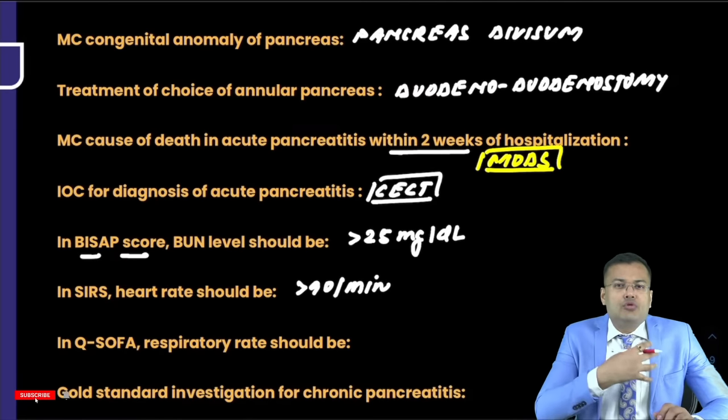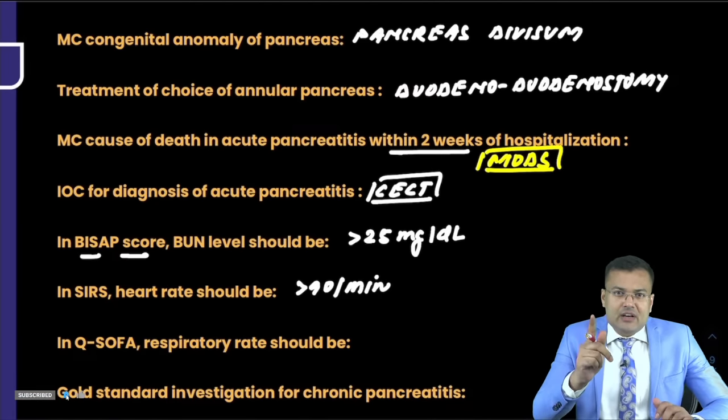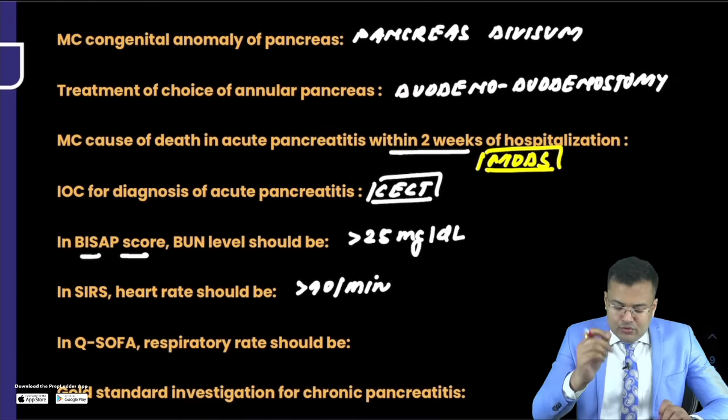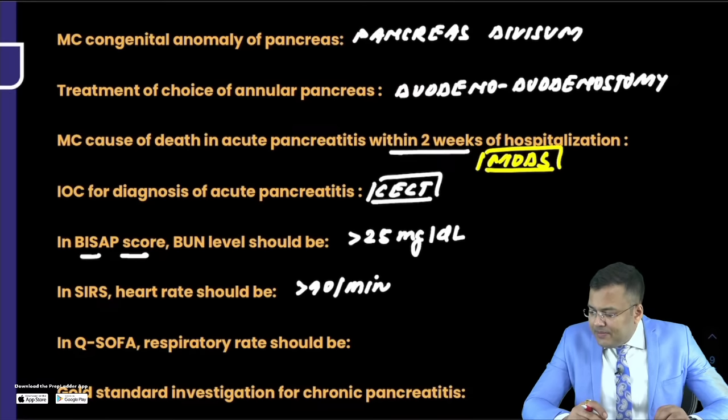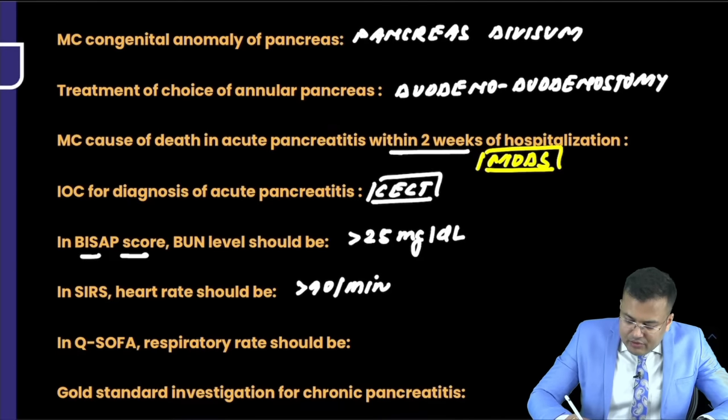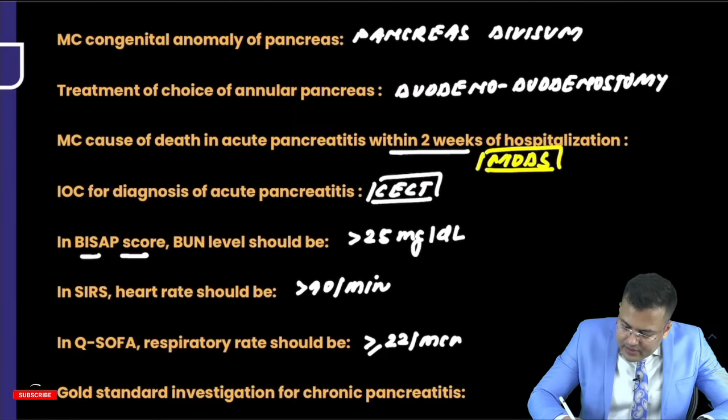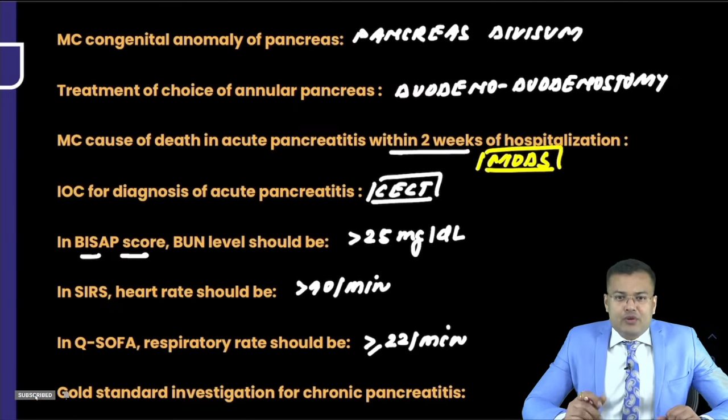Next, qSOFA. Every year this question is asked nowadays. Quick sequential organ failure assessment. In qSOFA, respiratory rate should be how much? Yes, very good. Vishal Roy, Avantika, Anu, Sherin, majority of you are correct. It is more than or equal to 22 per minute.